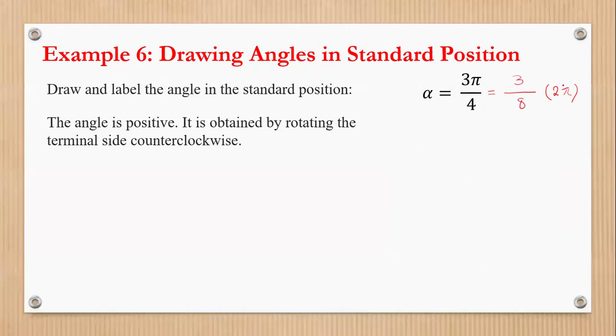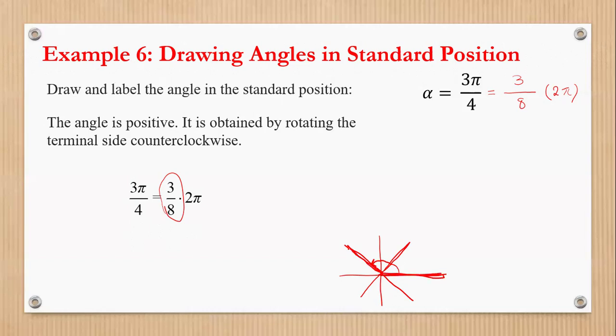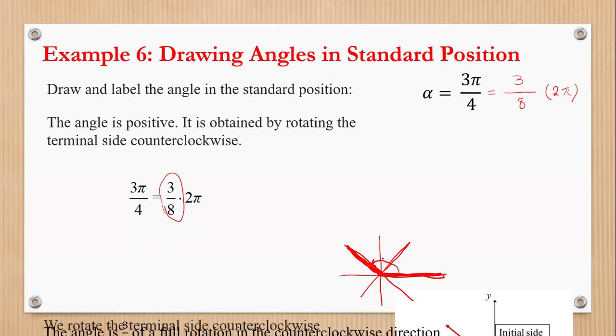Because 3 times 2 pi is 6 pi, and dividing by 8 gives you 6 pi over 8, which is 3 pi over 4. So you have 3/8 revolutions. That means if you divide the whole coordinate plane into 8 parts, 3/8 means 1/8, 2/8, 3/8. So it's over here. So that's your angle. That's the initial side, and that's the terminal side.